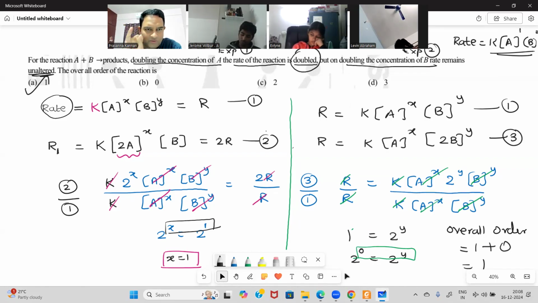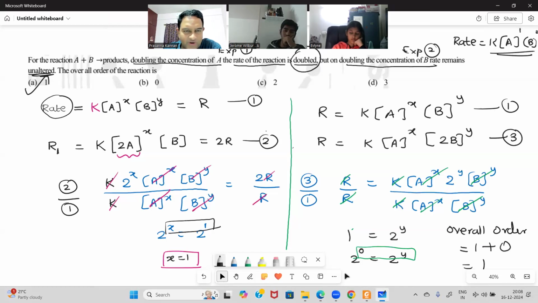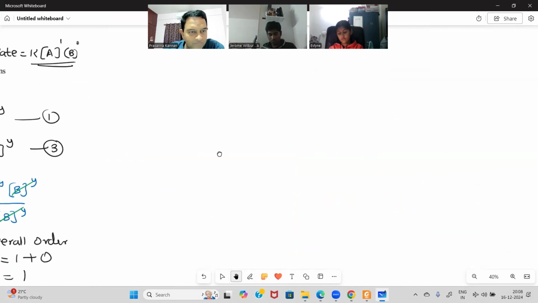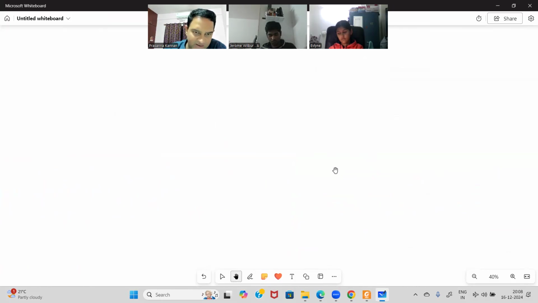Now we have looked at differential rate equation. We have also looked at rate law, experimentally determined rate law. The third thing that we are going to look at is integrated first order rate equation. Very important question, right? So differential rate equation we have seen, rate law we have seen. Now we look at integrated rate equation.